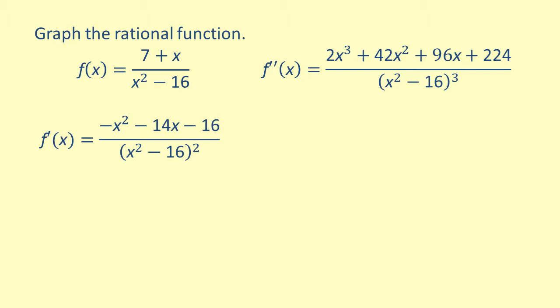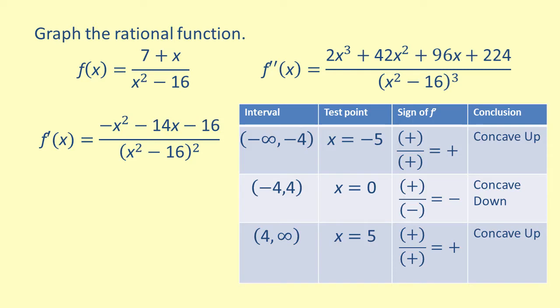If we try to do this, we find that the numerator does not have any real roots. In addition, f double prime is never undefined in the domain of f because we do not include the values of negative 4 and 4 in the domain. In this case, to determine concavity, we would need to break up the interval negative infinity to infinity and test points, just like we did with the first derivative. In doing this, we'd find that f is concave up from negative infinity to negative 4, concave down from negative 4 to 4, and concave up from 4 to infinity.